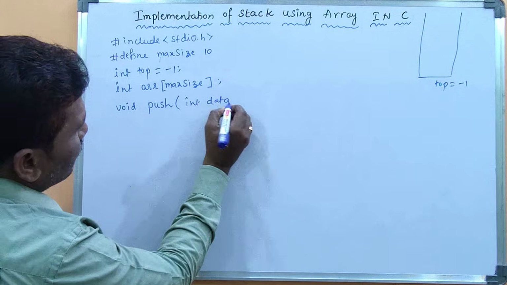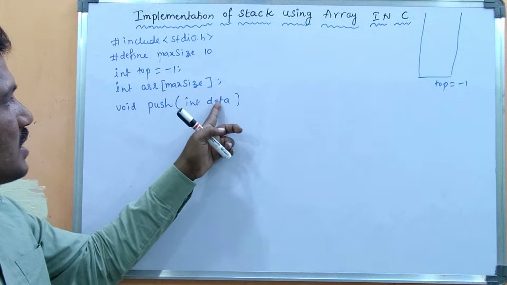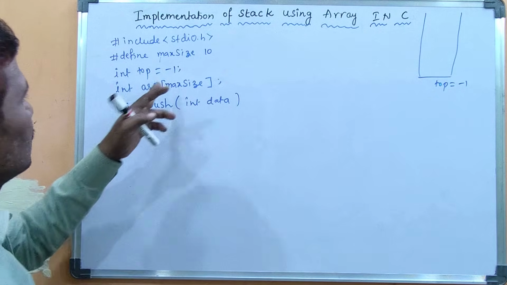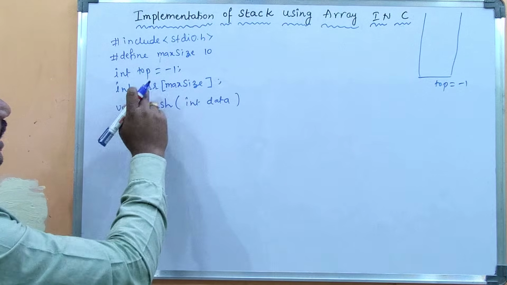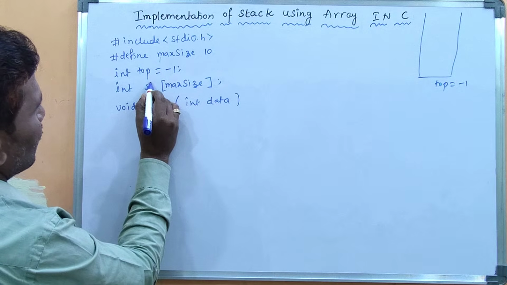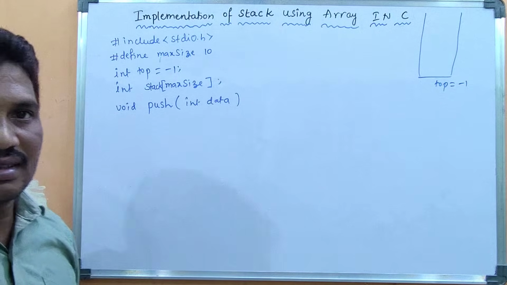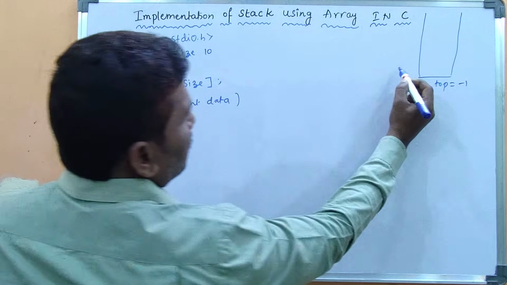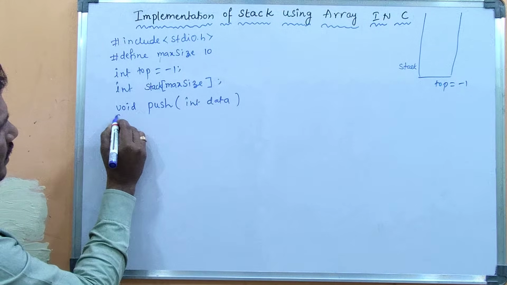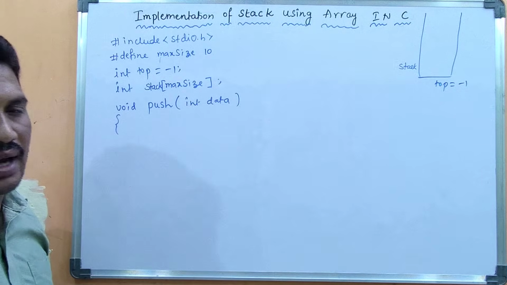While you are calling the push function, you can provide the data. The data belongs to what? Integer type. We are inserting an integer into the stack, which is an array, or else you can declare stack of the array name. Here the stack is the array name. Whenever you call the push function, you can provide the integer value.